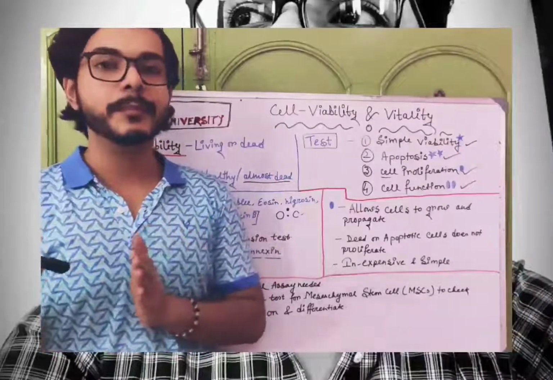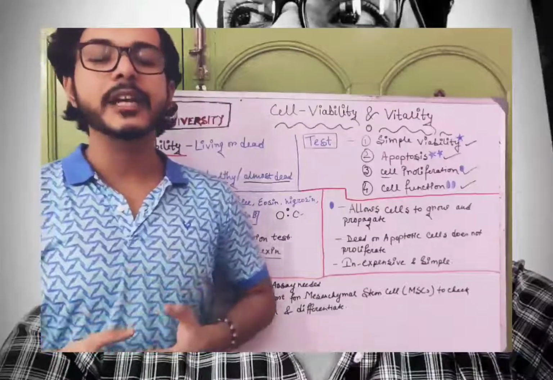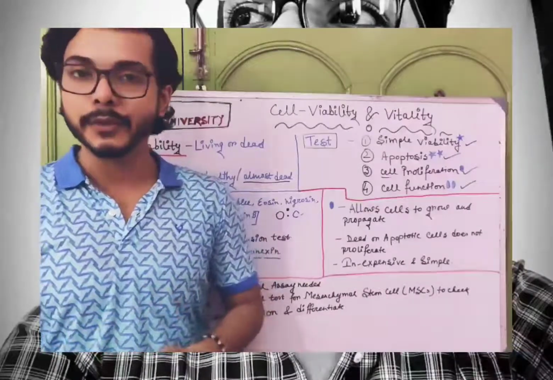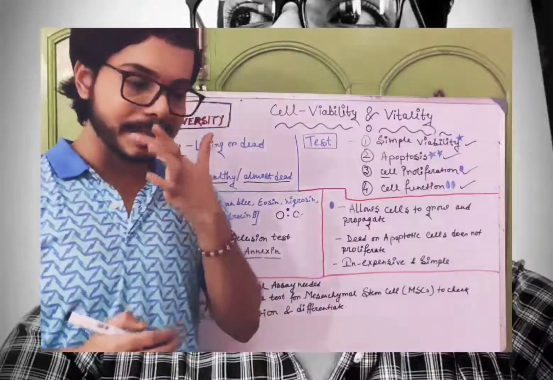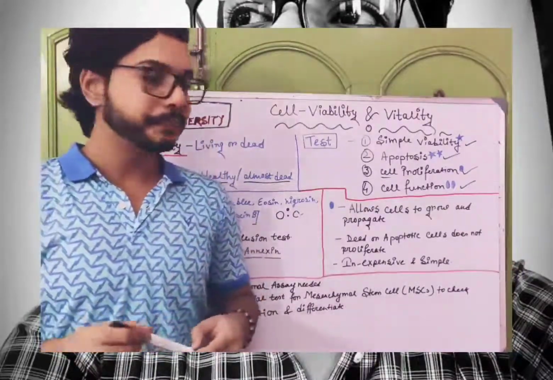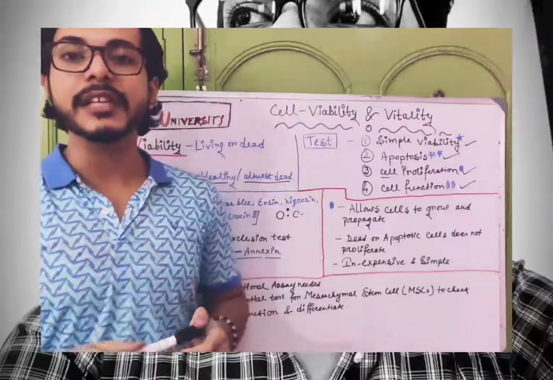So this is one of the proofs, and this is a very simple and inexpensive method where you don't have to use any sophisticated instrument, whereas in the case of the previous one you do have to use flow cytometry, which is a sophisticated instrument. This one is very simple and can be done very easily.